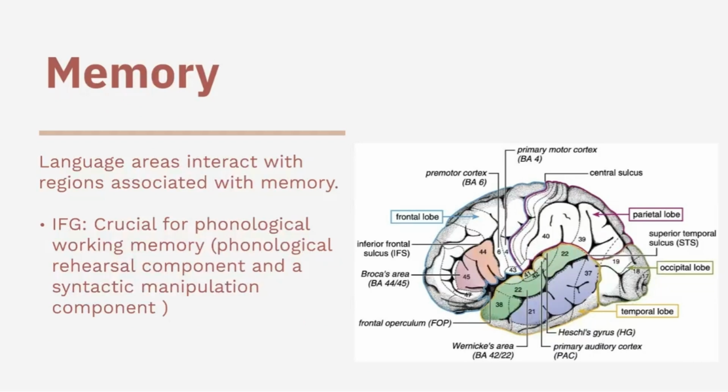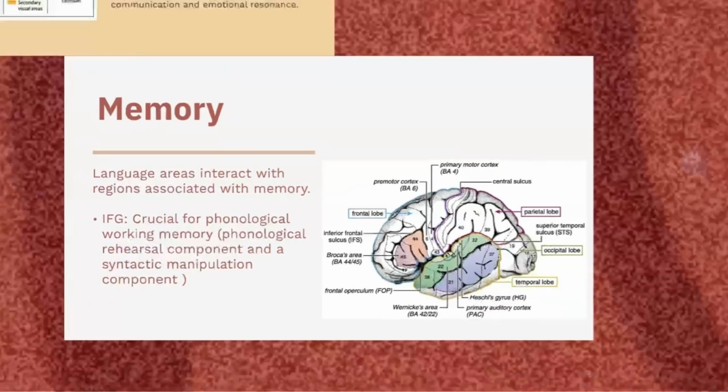Language areas have to be able to handle working memory. For example, Broca's area is heavily involved in syntax and working memory. So it handles complex sentences, and the more complex they are, the harder this area works, so that we can keep sounds and words in our head while we figure out what to say next.